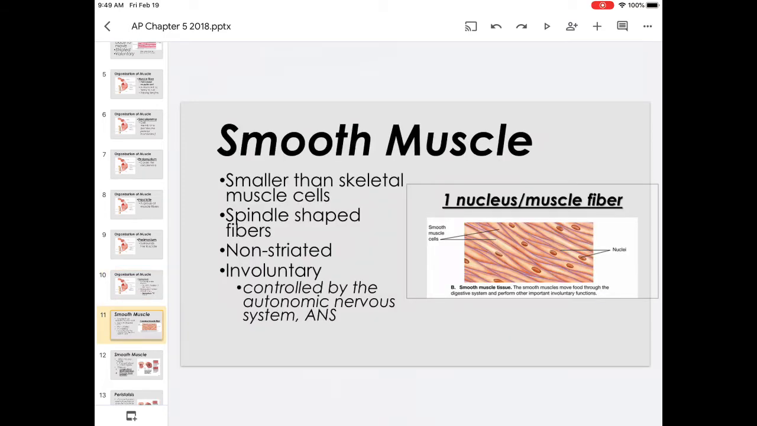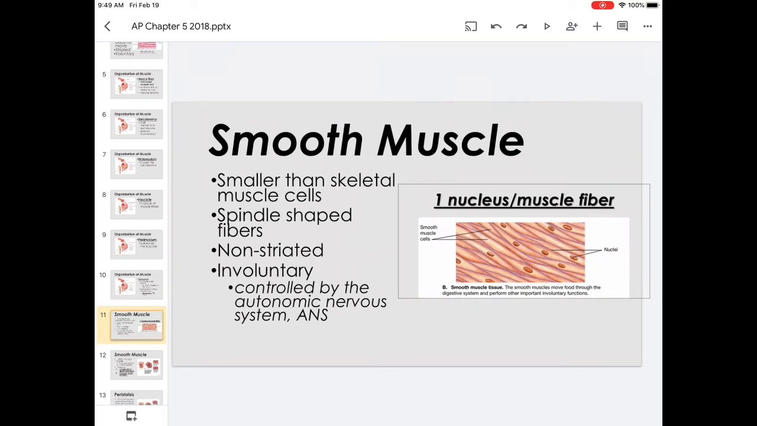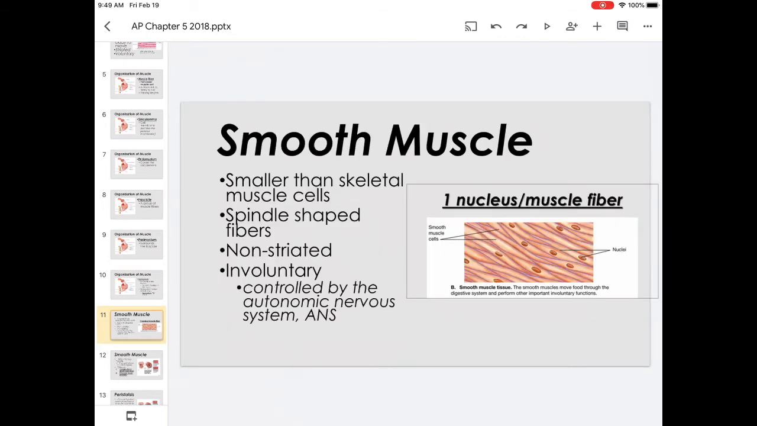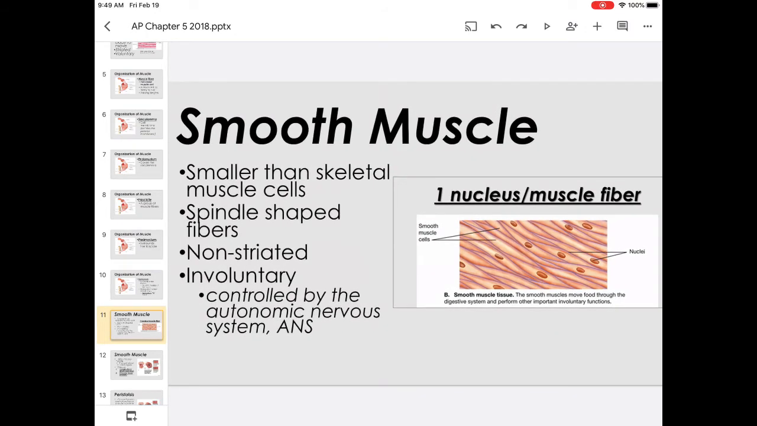So this is your skeletal muscle. Remember, your skeletal muscle has to do with how it's connected to your skeletal system. Now we're getting into smooth muscle. Smooth muscle looks a lot different than skeletal muscle. Remember, this is how skeletal muscle looks: it's longer, more striated, more parallel looking.